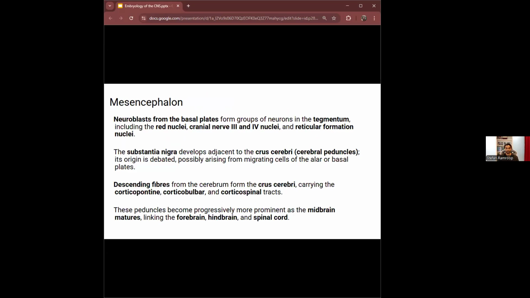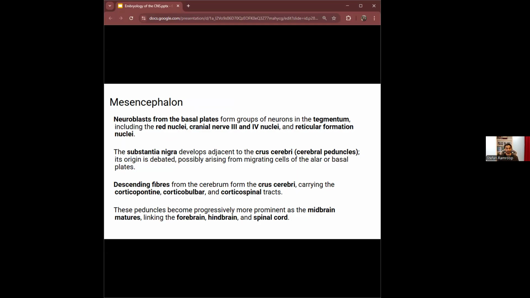So within the tegmentum of the midbrain, neuroblasts derived from the basal plates give rise to several key neuronal groups. These include the red nuclei, involved in motor coordination, cranial nerves 3 and 4, which are responsible for your ocular movements, and components of the reticular formation that help regulate arousal and autonomic activity.